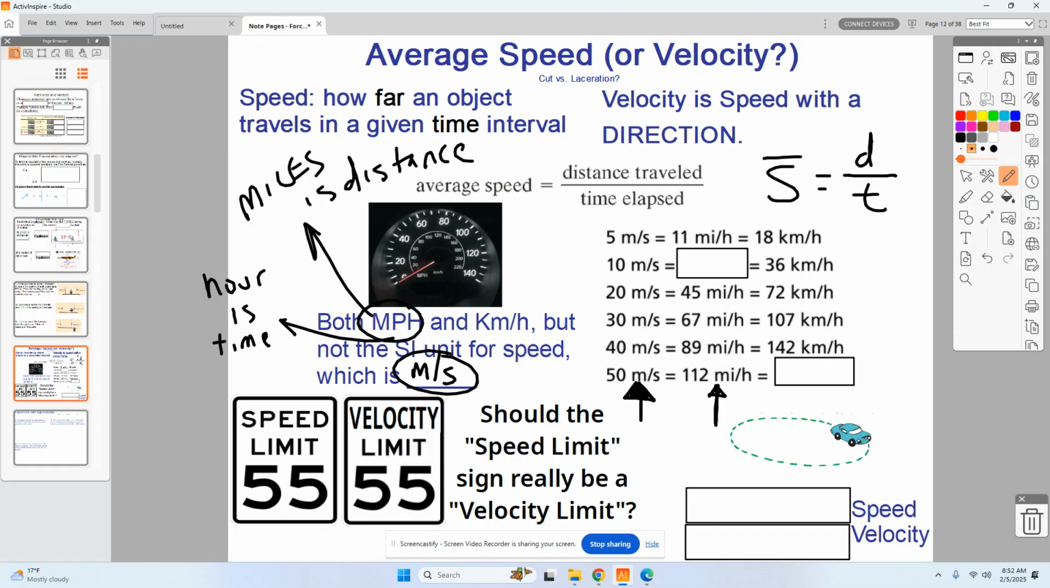How'd you get 22, Liam? It was 5 meters a second is 11 miles an hour, so double that. Wonderful. This is what we call proportional reasoning, right? So that idea is if the 5 turns to 10, then the 11 would turn to 22. It's just proportional reasoning. How about the other one, the one on the far right?